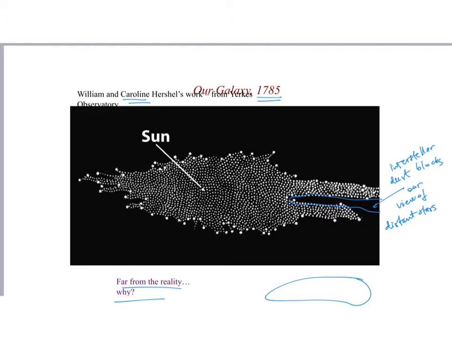If this is the disk of the galaxy, we have the galactic center. Here we are, the sun and its planets orbiting around it. They're about halfway between the galactic center and the edge of the galaxy, the Milky Way.